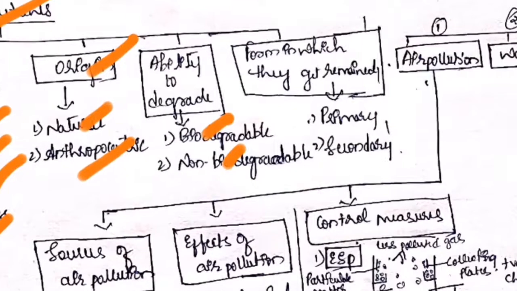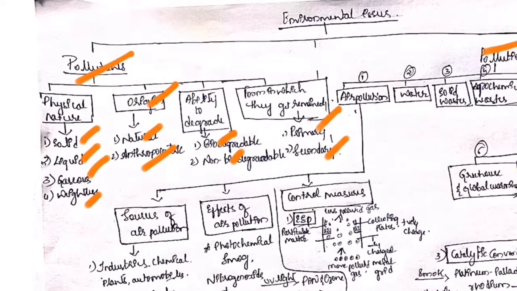Next, the form in which they remain within the environment. If they remain as such, they become primary. If they get converted into another form, then they form secondary pollutants. So this is the classification of pollutants.